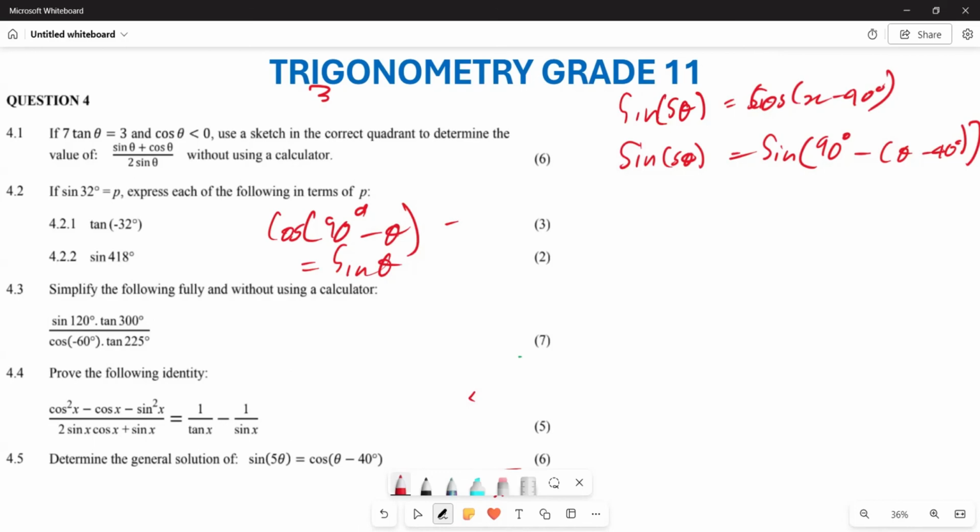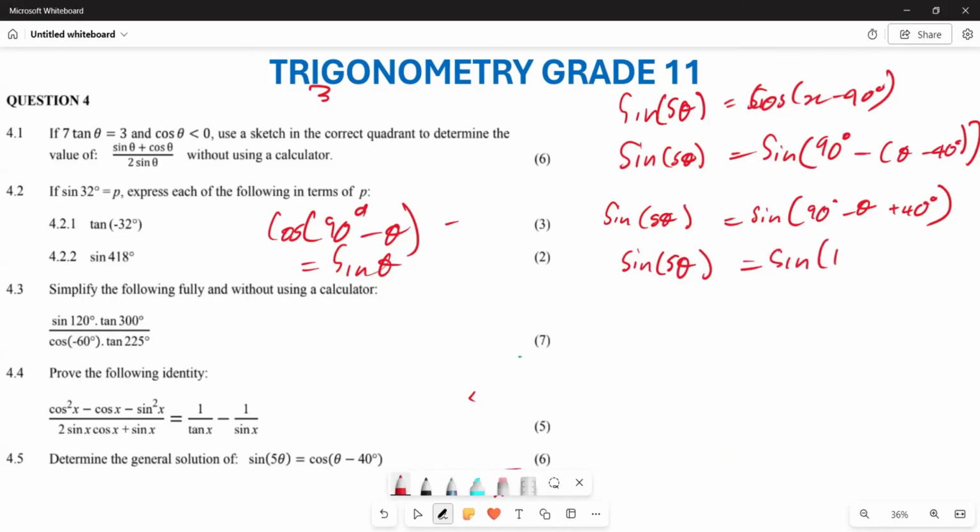So, what else now can you do from here? But now you're going to expand. You're going to say, look, the sine of 5 theta is equal to now here, this is the same as your sine of 90 degrees, and this is 90 degrees subtract theta plus 40 degrees, right? And then what is this? This is sine of 5 theta is equal to sine of 130 degrees subtract your theta. Can you see that? Right? And everything that you're having now, it's sine, right?